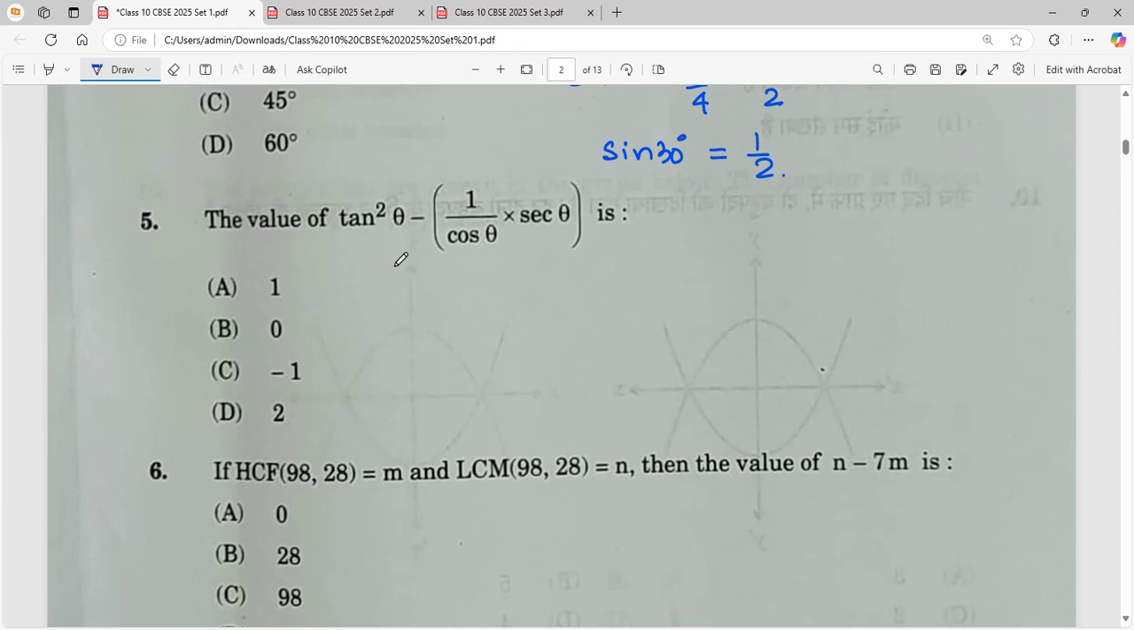So tan square theta minus, since 1 by cos theta is secant theta, this becomes secant square theta. Tan square theta minus secant square theta is minus 1, because secant square minus tan square is plus 1. So option C is correct.